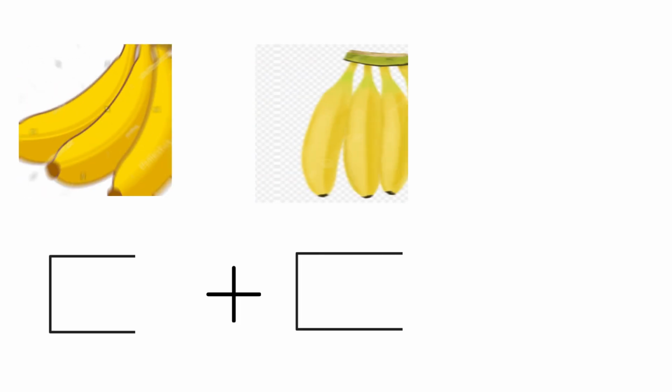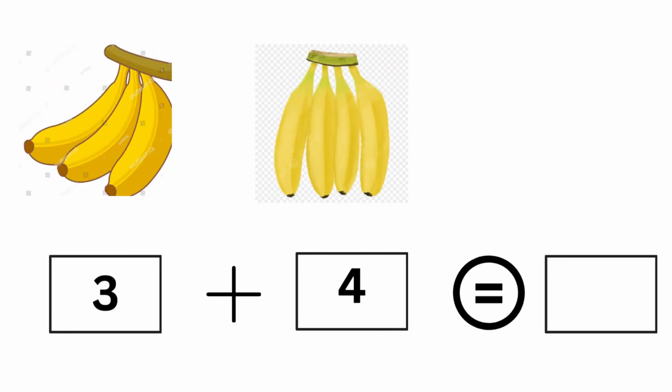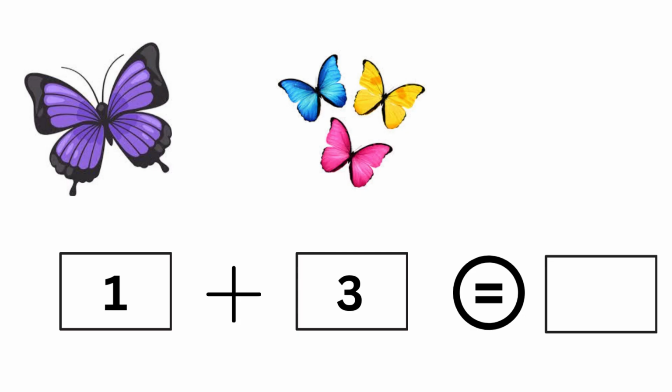Yes. Now we have bananas. Do you like bananas? Count them. One, two, three, and 4. 3 plus 4 is equals to 7. Very good. Now, next we have the butterflies.